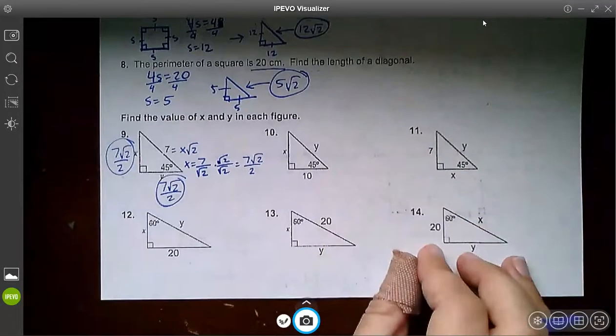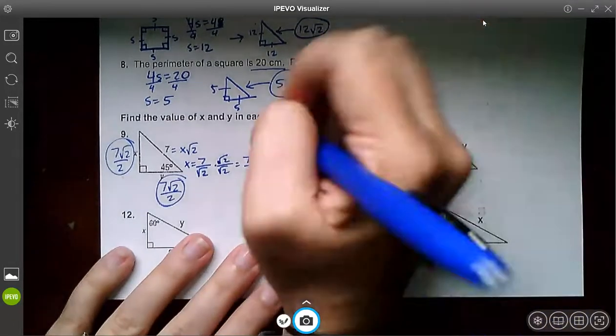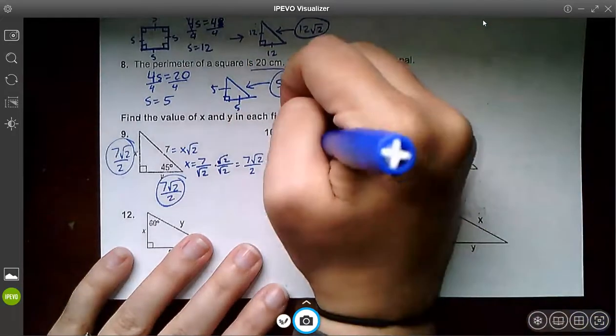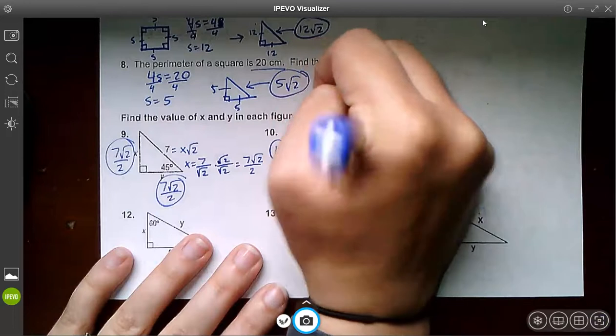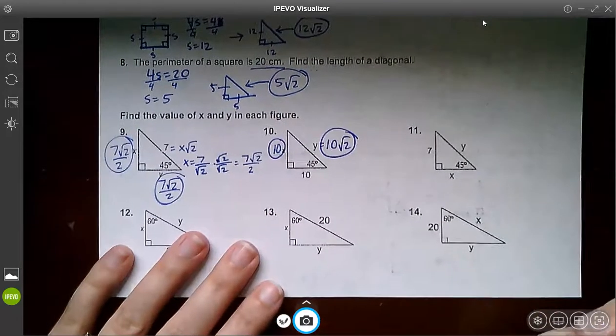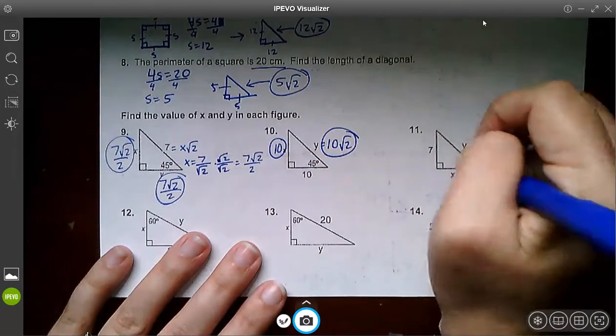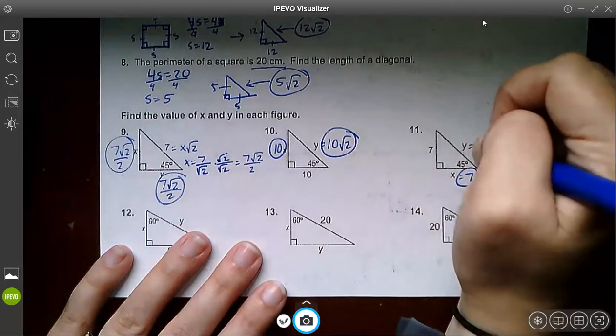Number 10, 45, 45, 90, we're given one of the legs. So that means our other leg has to be congruent. And our hypotenuse is our leg times the square root of 2. Same thing for number 11, our other leg has to be congruent. And our hypotenuse is our leg times the square root of 2.